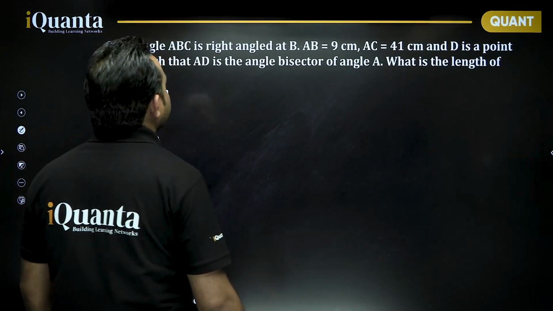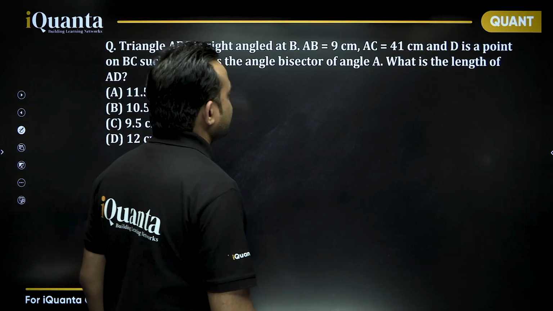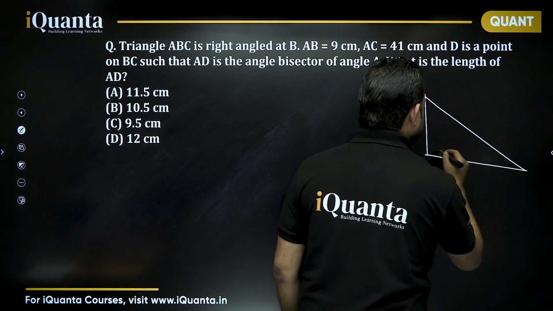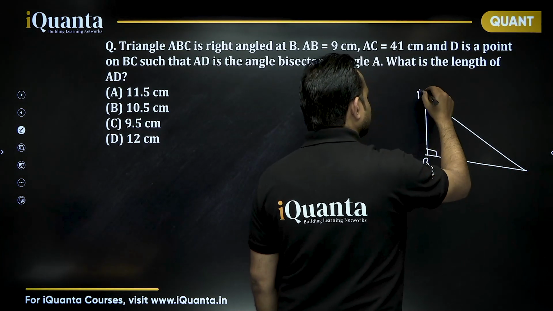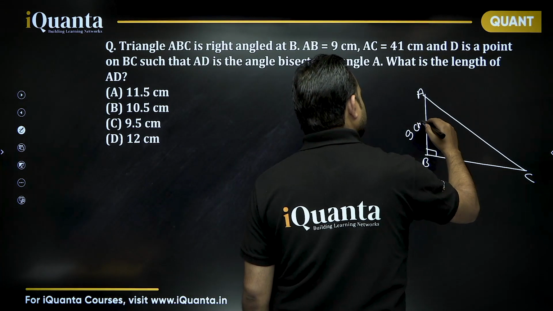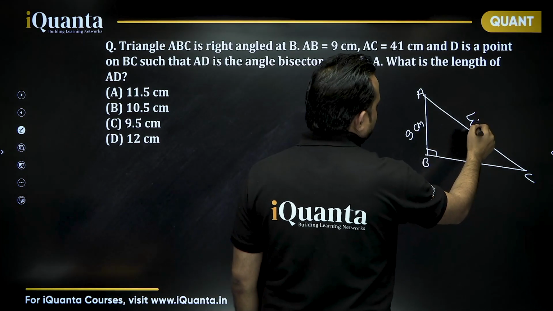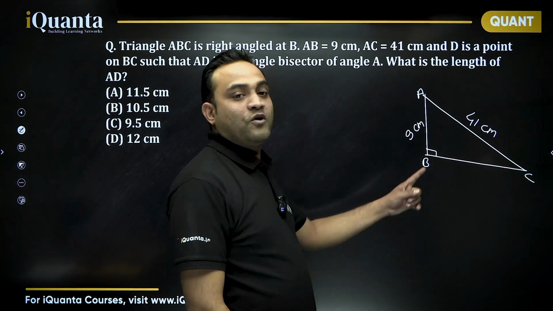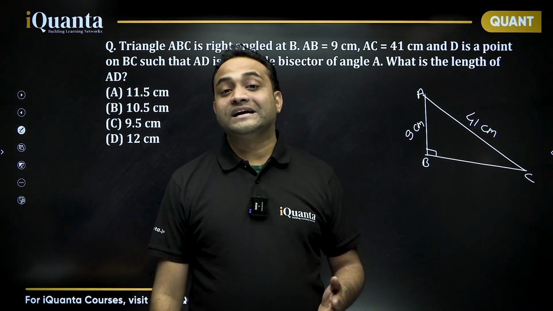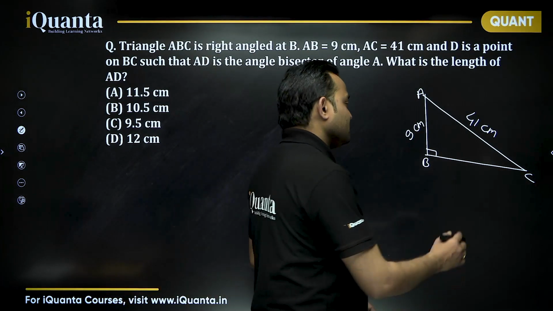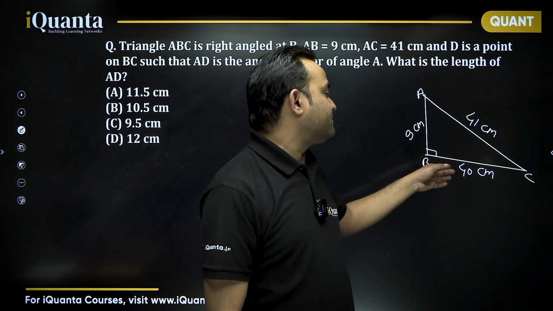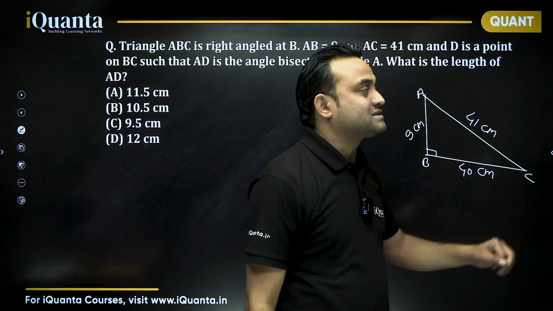Next question, triangle ABC is right angled at B, and also it's given that AB is equal to 9 centimeters and AC is equal to 41 centimeters. So 41 square is 1681 minus 9 square is 81. We get 1600. Square root of 1600 is 40. So 40 centimeters, or you can also remember this triplet in a right angle triangle, which is 9, 40 and 41. So we got the length of the third side, which is BC.